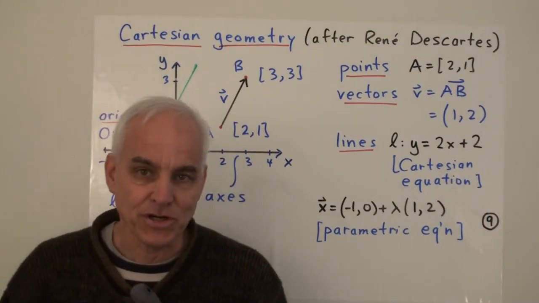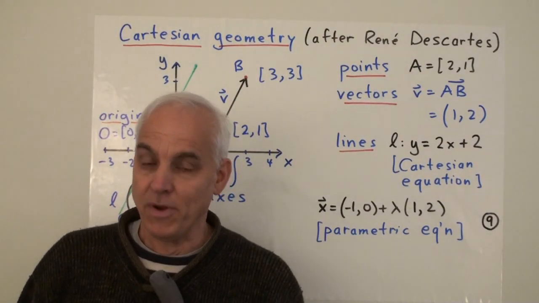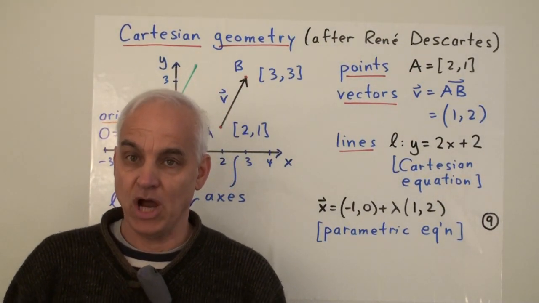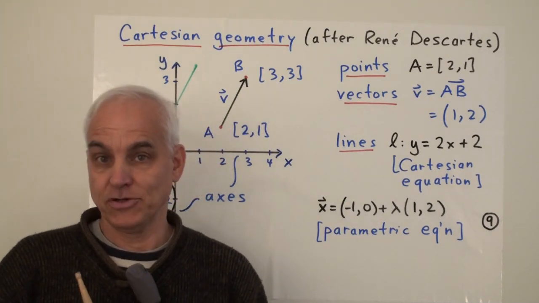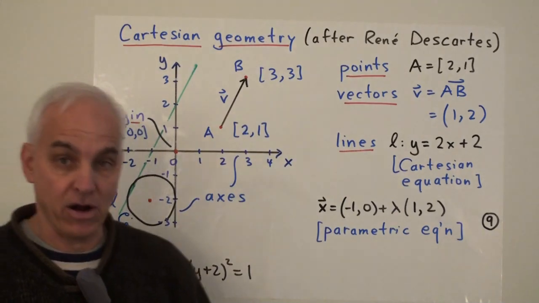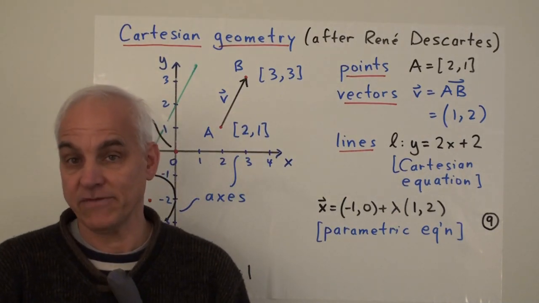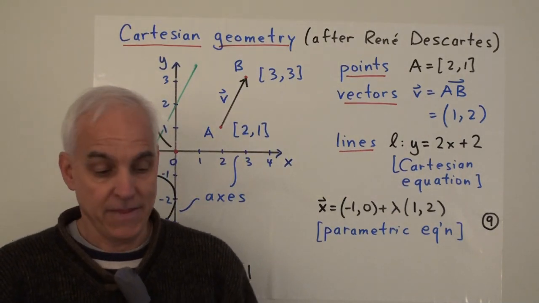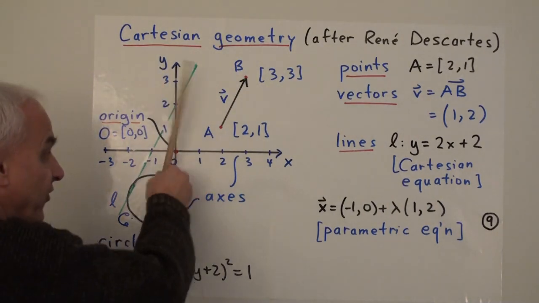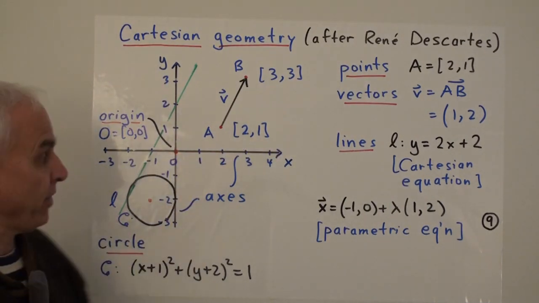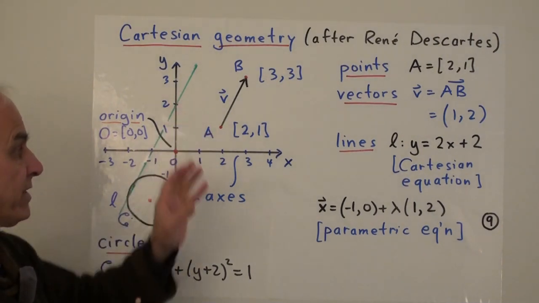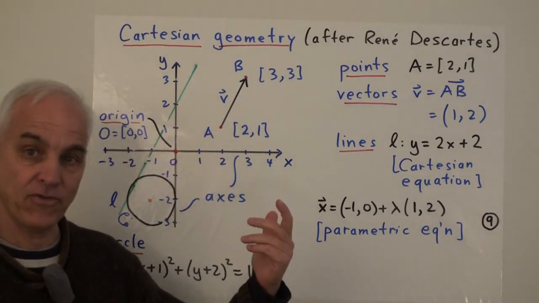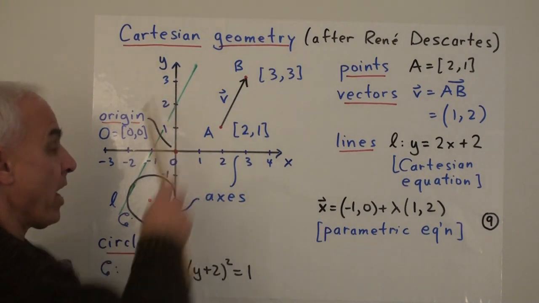Now, no introduction to geometry would be complete without mentioning Cartesian geometry, which is a much more modern form of geometry introduced by René Descartes, a French 17th century mathematician. And the idea is to introduce coordinates and a coordinate framework with axes, and then to refer to points, lines, and other figures in terms of the x and y coordinates.